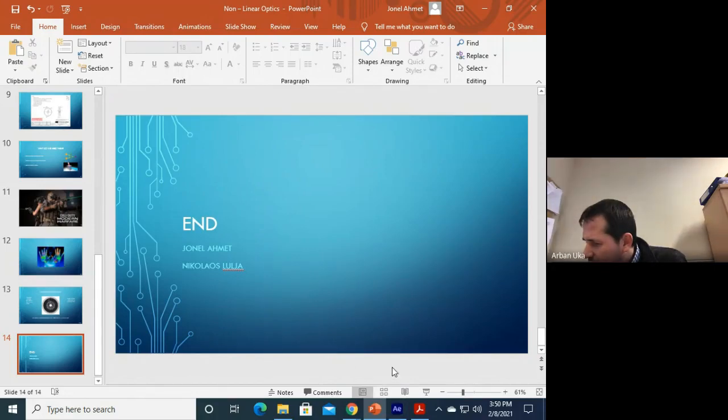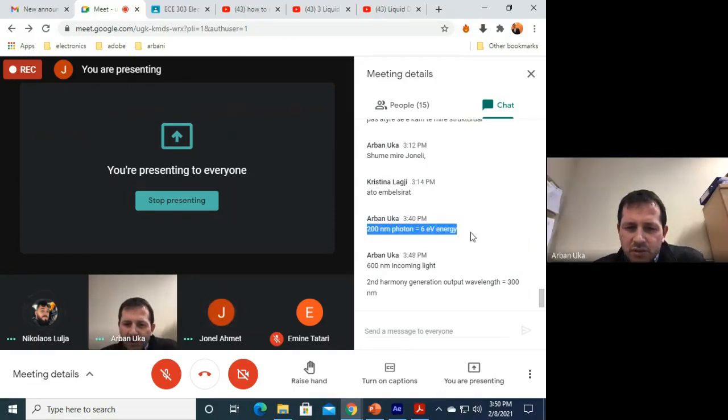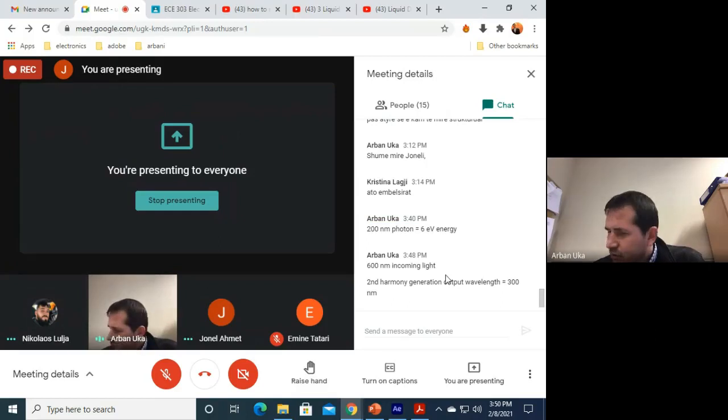I'm going to write this in the comment section. So this is going to be half. The energy is 4 electron volts. Good. So regarding the scale of the energy, I wrote a comment before. If you see in the comment section, a 200 nanometer photon is 6 electron volts. Now you are saying that you have a 600 incoming. So 600 nanometers, the wavelength is 3 times larger. That means that the energy is 3 times smaller. So this is 2 electron volts, I believe. Yeah, 2 eV, 2 electron volts.